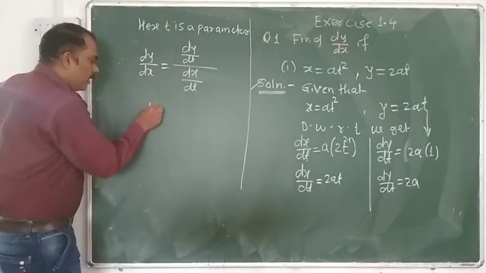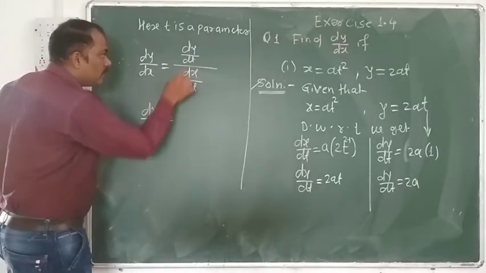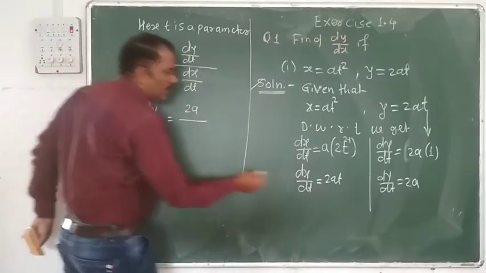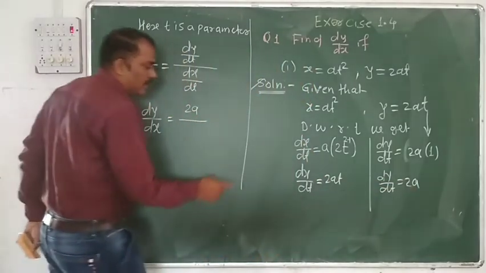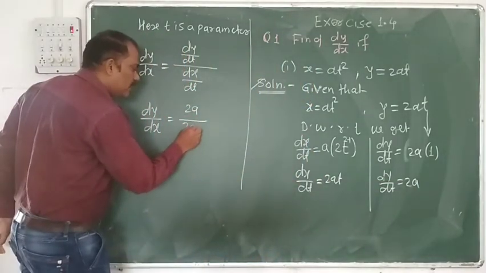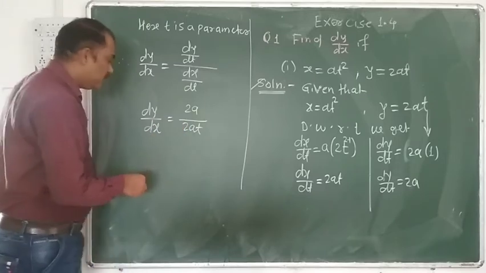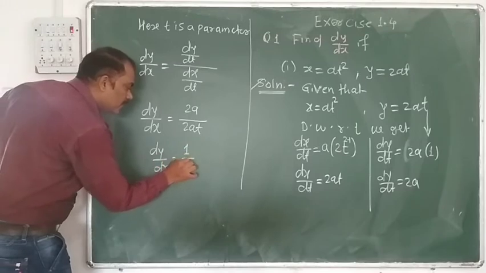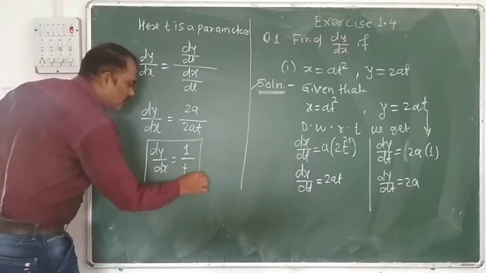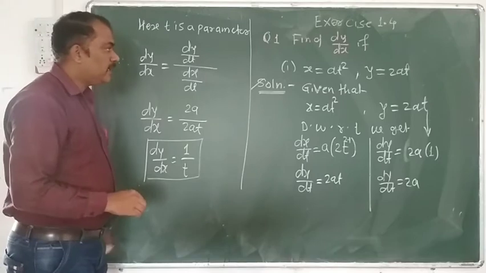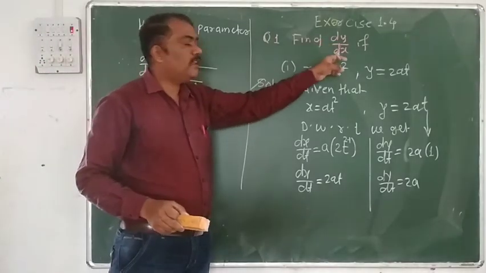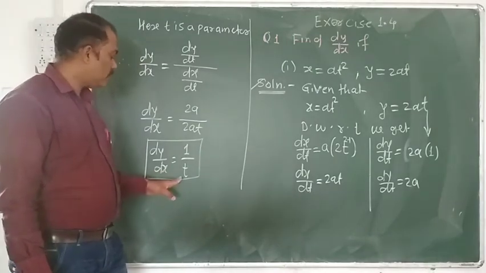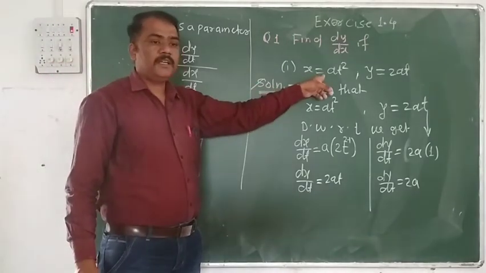So that we can write dy by dx is equal to, what is the value of dy by dt? dy by dt is nothing but 2a. The value of dx by dt is nothing but 2at. 2a gets cancelled. So that dy by dx is equal to 1 by t. And what we have to find is the value of dy by dx. It is the required value: dy by dx is equal to 1 upon t of this given parametric function.